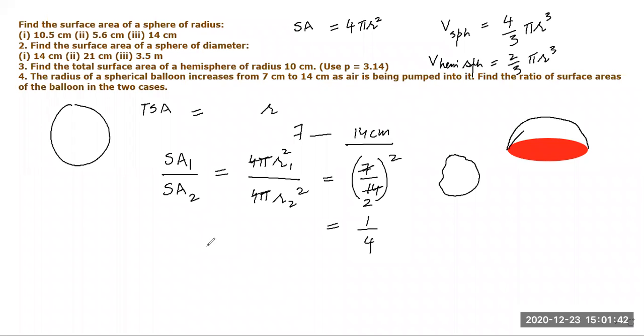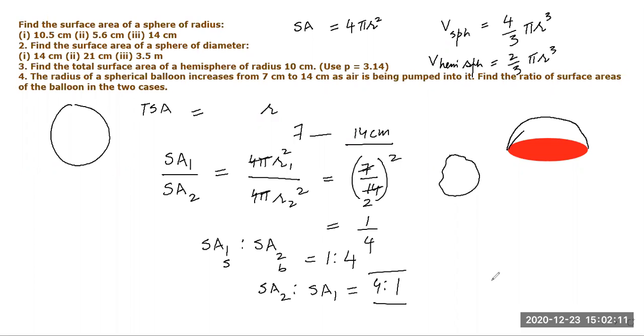So surface area of the smaller balloon to surface area of the bigger balloon will be equal to 1 is to 4. Students, you can also write surface area of 2 is to surface area of 1 is equal to 4 is to 1. Good, very good. 4 is to 1. That's a great answer. So all the 4 sums are done, right, students?